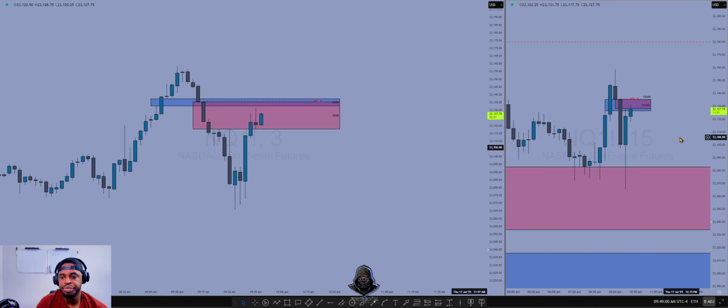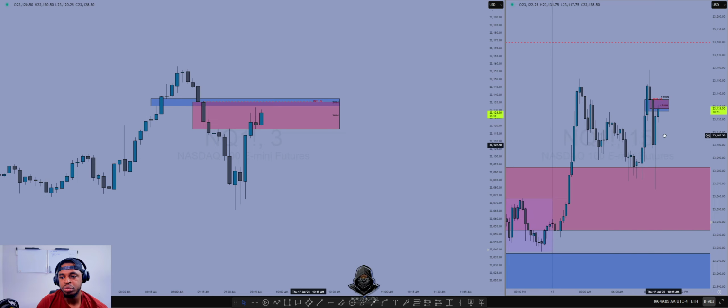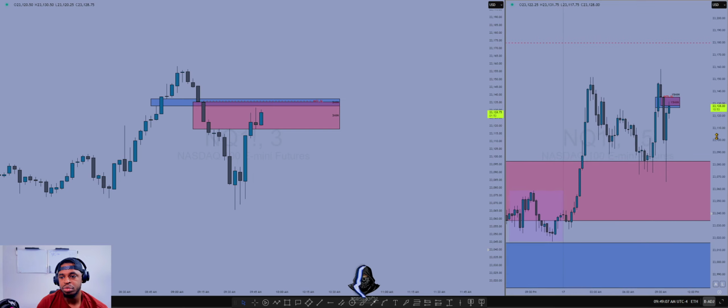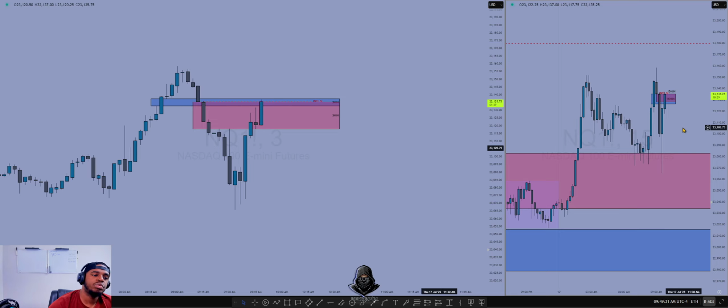Letting price play out. There's that push up towards the initial stop loss. Hey, well, that's doing that break.